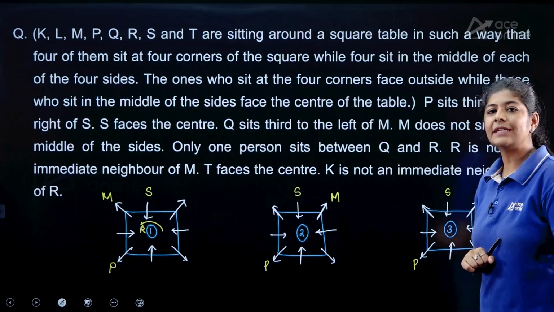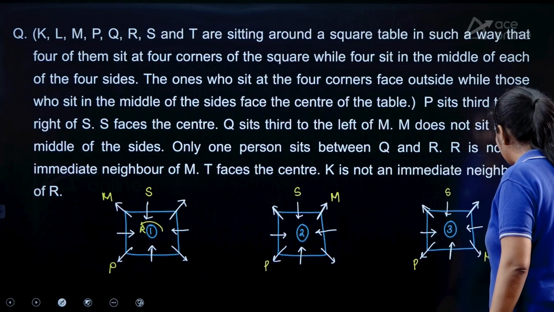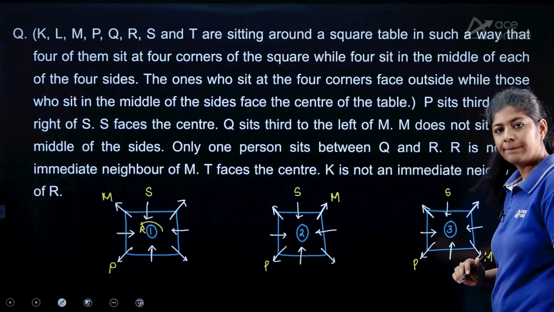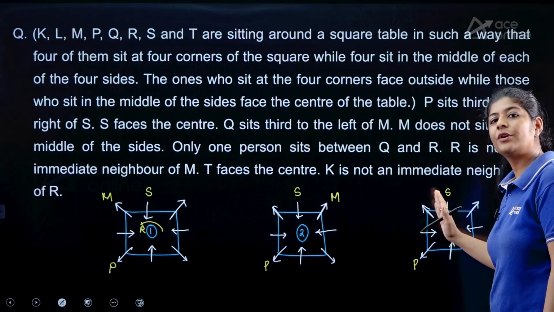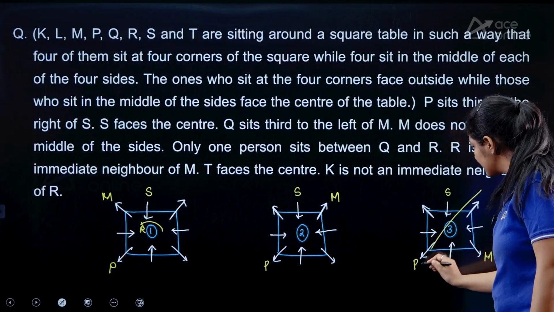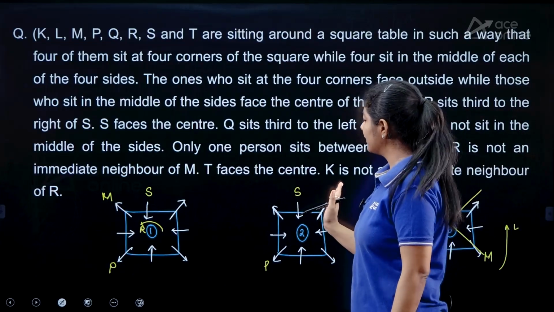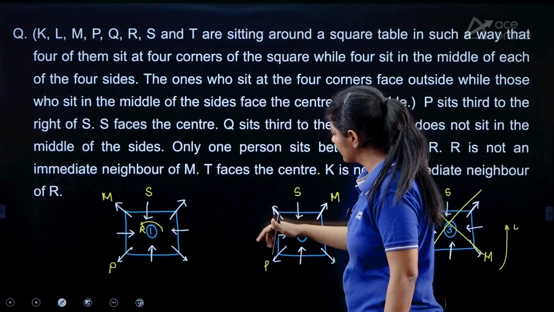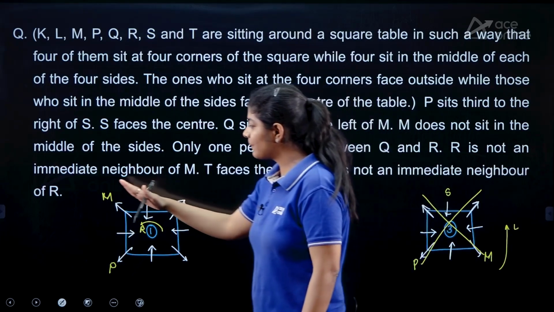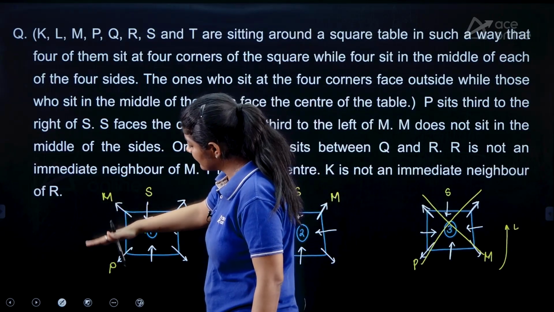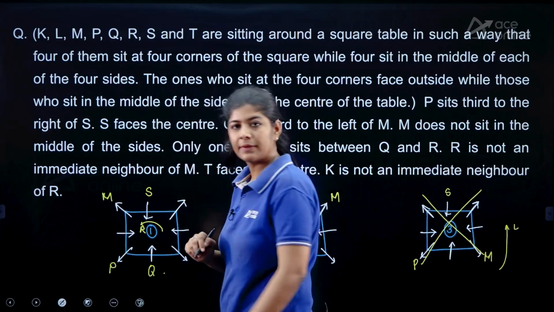Now it is given that Q sits third to the left. If we need to move left, that means this is the left side, right? First left, second left, third left. This place is already occupied by S, so this case is eliminated. If M is over here, then first left, second left, third left, we need to put Q over here. This is the position of Q, right?